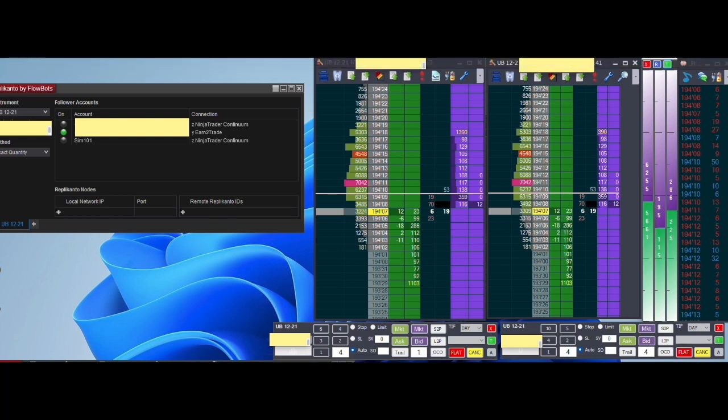I definitely pushed off getting into trade copiers for a long time, but so many people requested, so many people had questions. I finally dived into the world of trade copiers, and I highly recommend Replikanto. If you use NinjaTrader, it works really well.